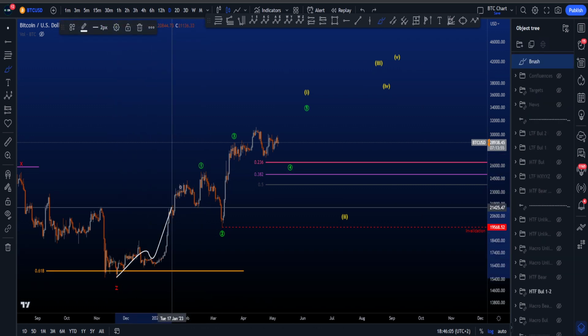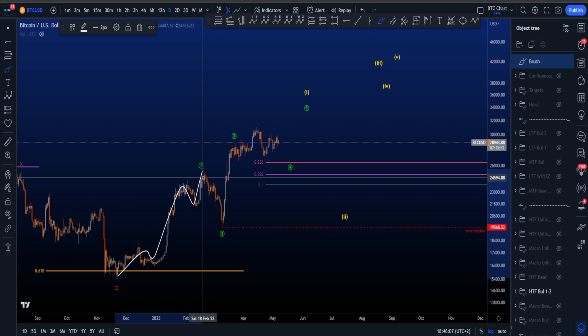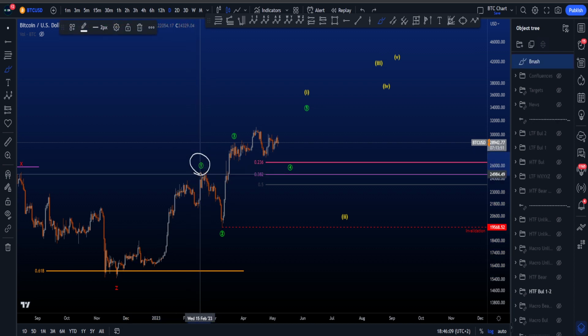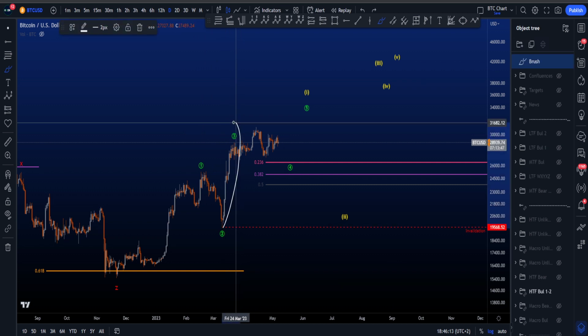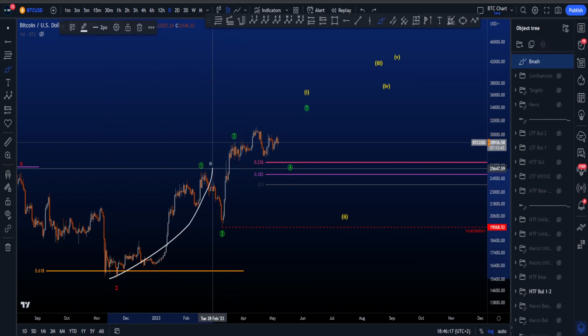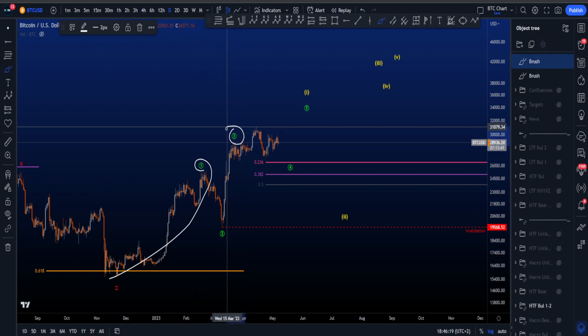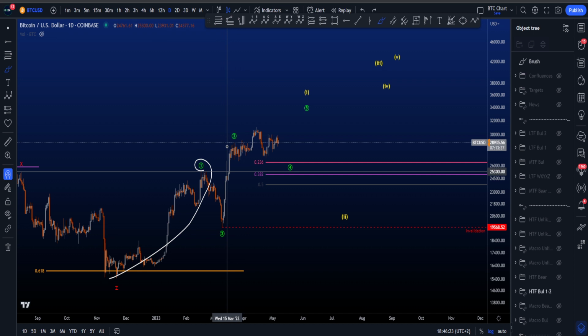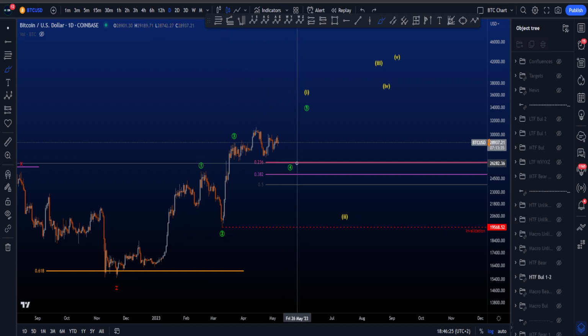1 in a 1, 2, 3, 4, 5, so a 5-wave structure in an extended wave 1, followed then by a wave 2, which then has an impulsive wave 3. Now a wave 3, if wave 1 is extended, does not have a target. So that's important, right? Wave 3 doesn't have a target, so there's no fibs on my chart over here. But wave 4 does have a target.